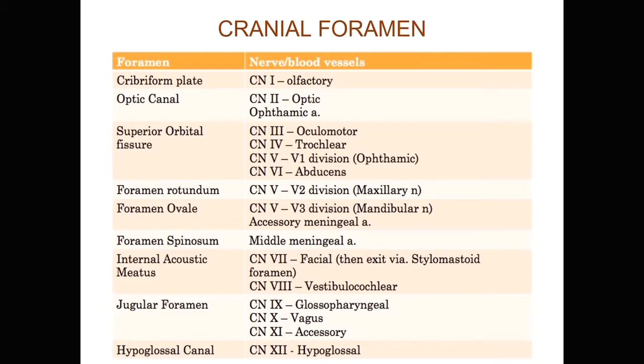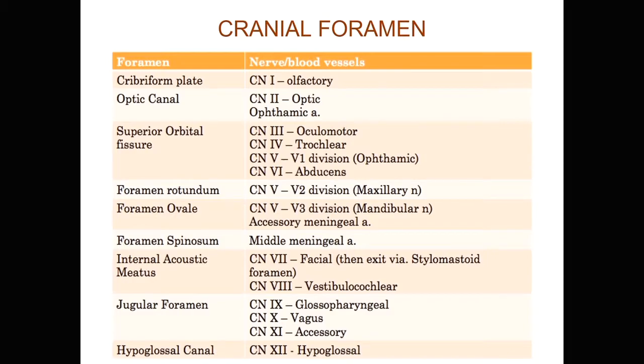So V1 is known as ophthalmic nerve, V2 is maxillary, and V3 is mandibular. So it kind of describes where they go. V1 goes up by the eyes and the forehead. Maxillary is going to be your cheeks and your upper lip, and mandibular is going to be your mandible or your chin and your jaw. Foramen rotundum is where V2 or maxillary nerve travels through to exit the skull.